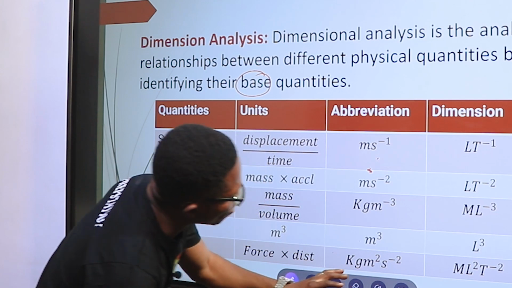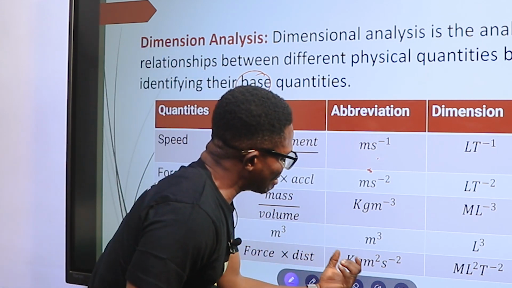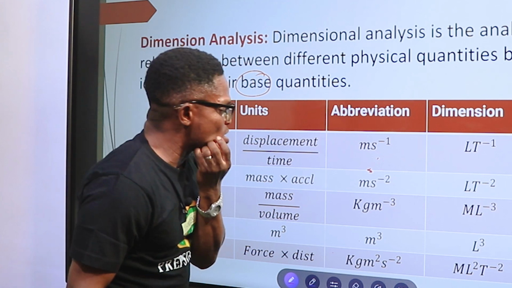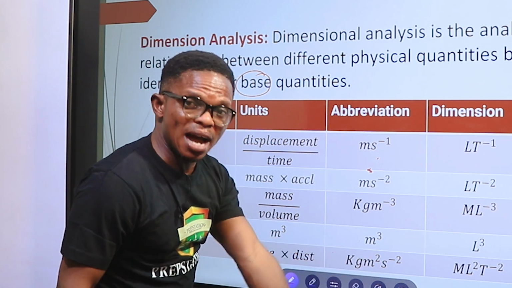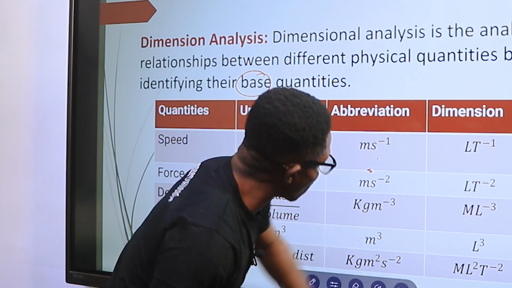Okay? So come over here. kg represents kilogram, right? Now, what is the first letter for kilogram? Kilogram is the unit for mass. What is the first letter for mass? M. This is the M. Can you see that now?